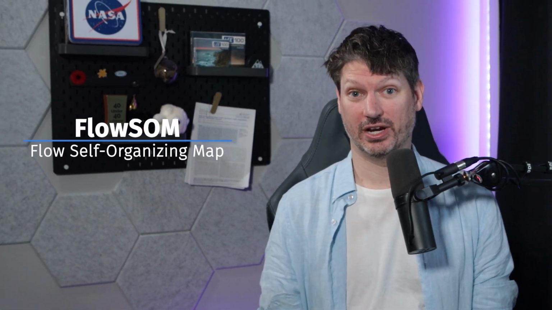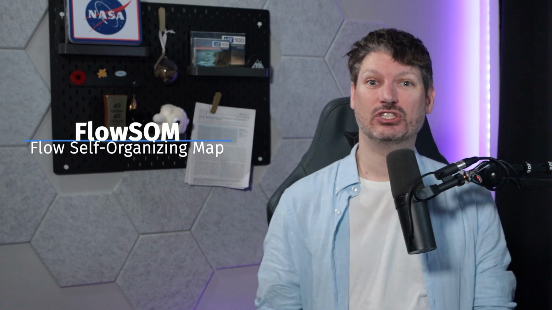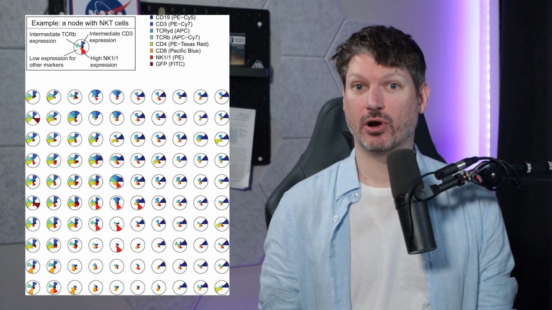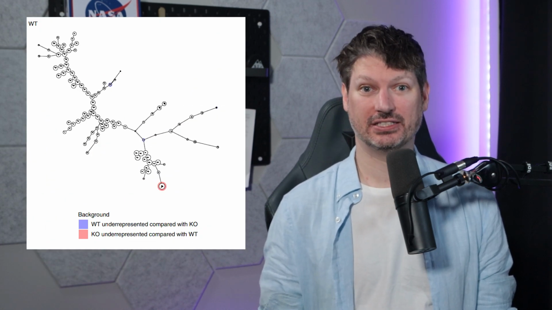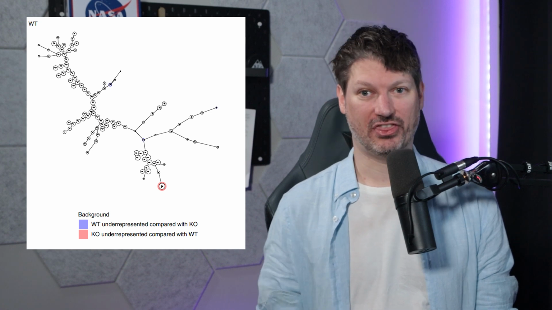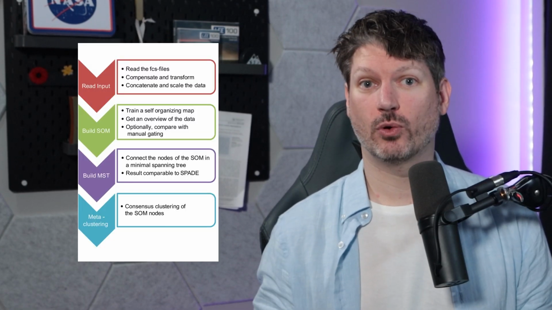FlowSOM stands for Flow Self-Organizing Map, and it's a fantastic visualization technique that helps you make sense of all that complex data. It's designed to give you a clear overview of how all your markers are behaving across all your cells, and can even help you detect cell subsets you might otherwise miss with traditional methods. So how does this magic happen? FlowSOM works through a clear four-step process.